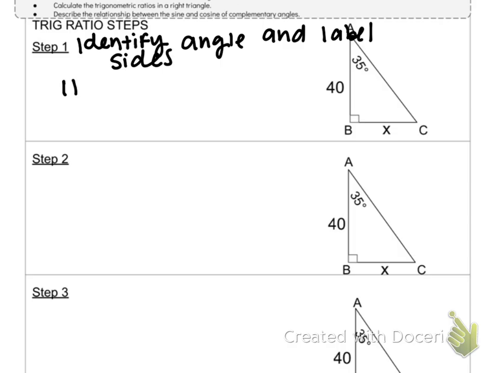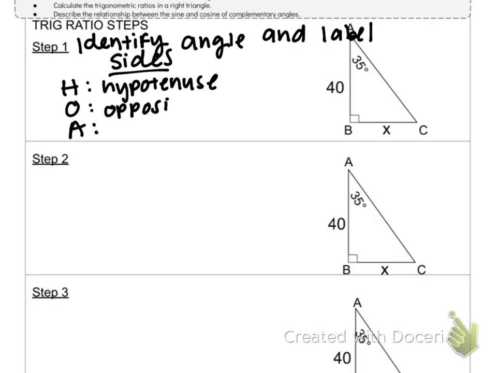So remember, your labels for your sides are going to be the H, the O, and the A. Now the H, remember, stands for your hypotenuse. The O stands for opposite, and the A stands for adjacent. And I'm hoping you know what those two words mean, especially O and A. Most of the time people don't have a problem labeling their hypotenuse, but then they kind of lose it with opposite and adjacent. With opposite, make sure you know that it means it's in front, okay?